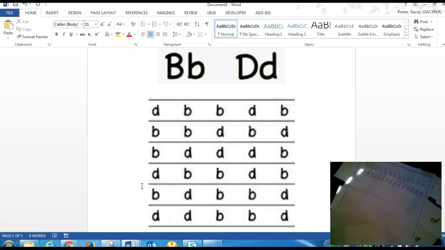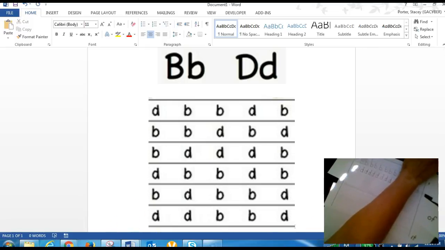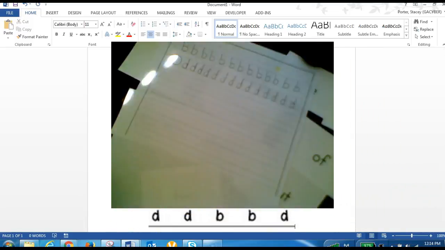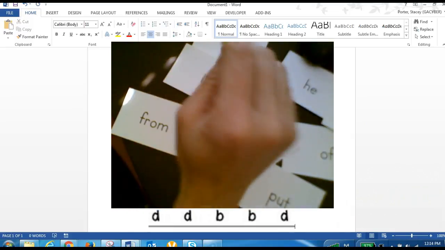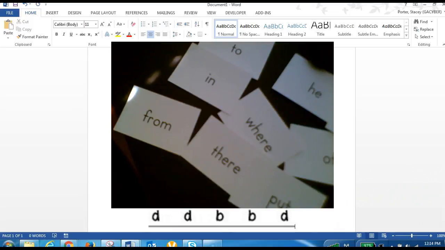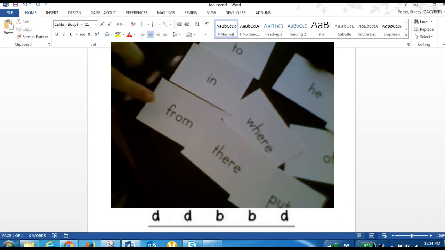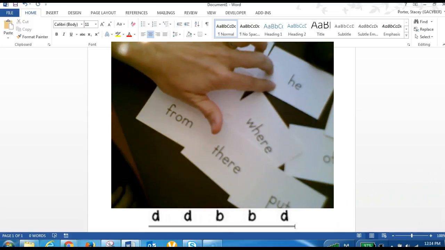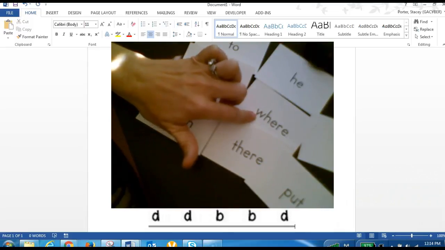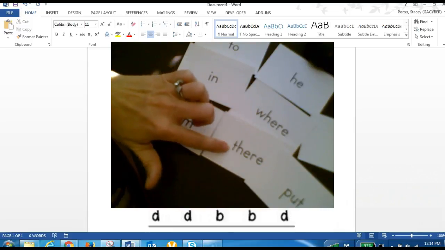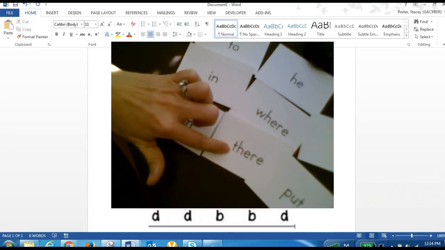Okie doke. Now let's get to our sight word activity. We are going to look at the sight words I chose for today and make up some sentences. So I have these sight words. Whoops, lost one. To, in, from, he, where, that's a tough word, where, there. Ooh, that helps me remember.